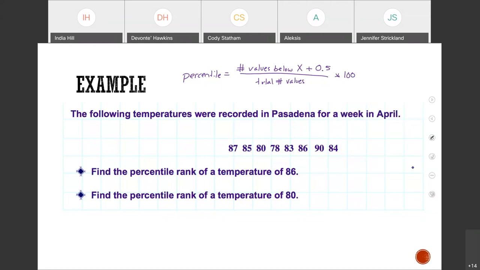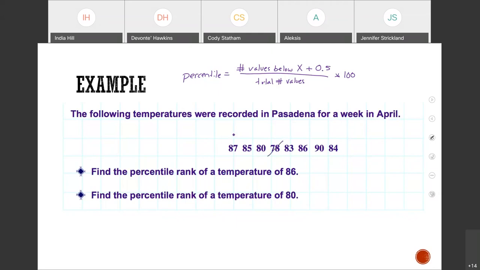The first question says, find the percentile rank of a temperature of 86 degrees. So we want to know among that data set, what is the position of that 86 degrees in terms of percentiles? The easiest thing for me to do, especially if we have multiple questions on the same problem, is to put the numbers in order. That just makes coming up with how many are less a little bit easier to deal with. It's not a huge data set, so I'm going to go through and put these things in order.